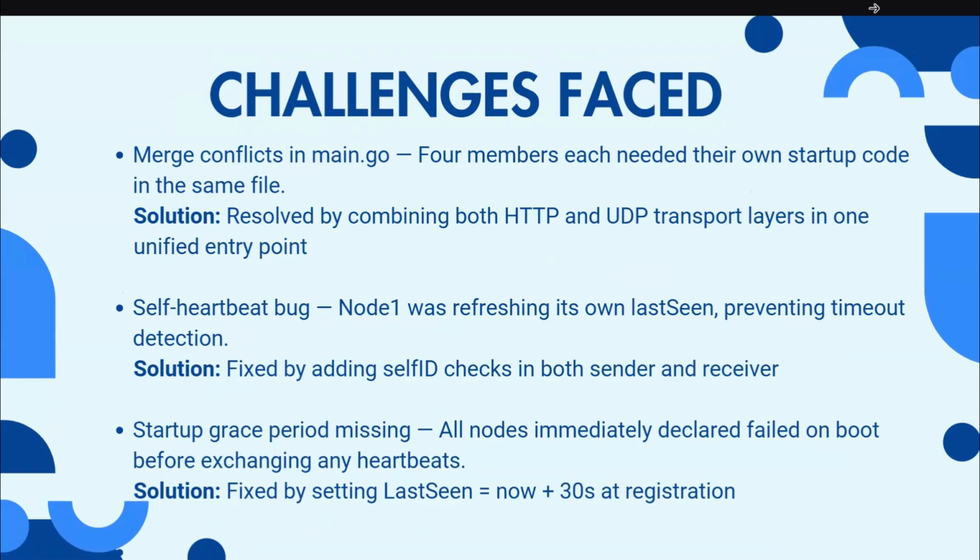Thank you, Kamol. During the deployment, we faced some important challenges. First, there were merge conflicts in main.go because all four members needed startup code in the same file. This was solved by combining both HTTP and UDP layers into a single entry point. We also found self-heartbeat paths were not represented at start and prevented timeout detection, and these were fixed with self-ID checks. Another issue was a missing startup grace period, which caused nodes to be marked failed too early, so we added a 30-second grace period.